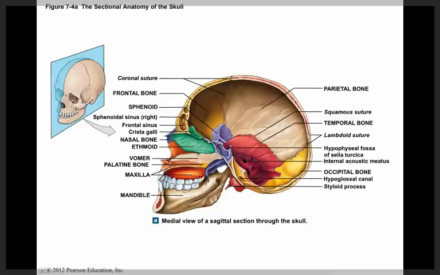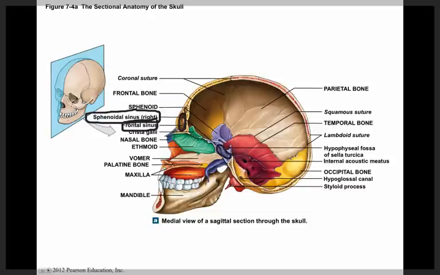The palatine bone is its own bone and makes up the posterior aspect of the hard palate. I also want to show you some of the sinuses. The sinuses are skull bones with air-filled chambers. Here we can see the frontal sinus that's located in the frontal bone. We can also see the right sphenoid sinus, which is found in the sphenoid bone.